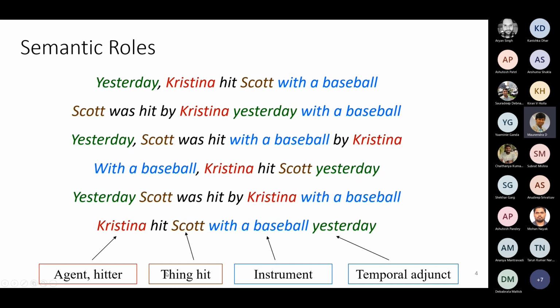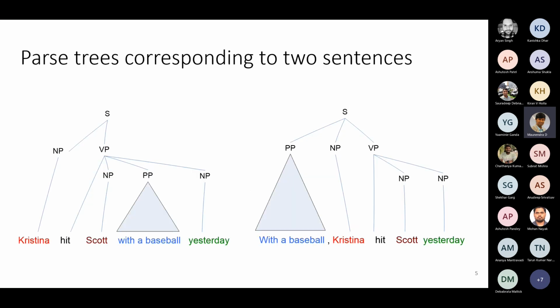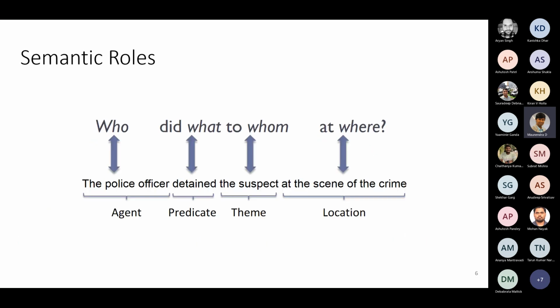So here, these are the different semantic roles for the different words or phrases present in the sentence. If you look at the constituency parse tree, we see that they are different, right? But the semantic roles will be the same.